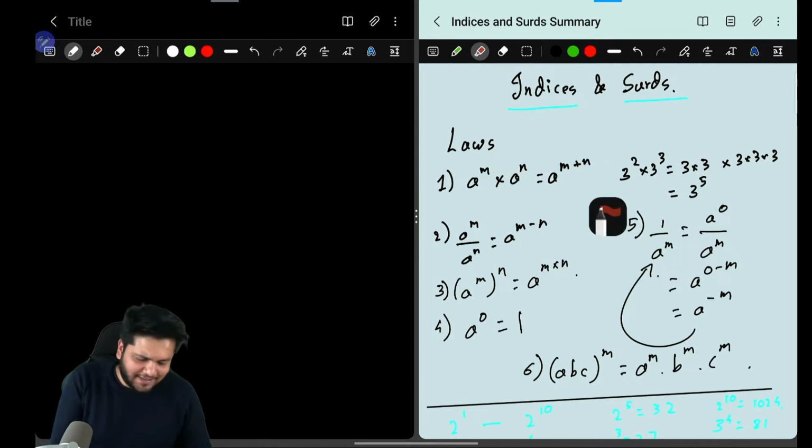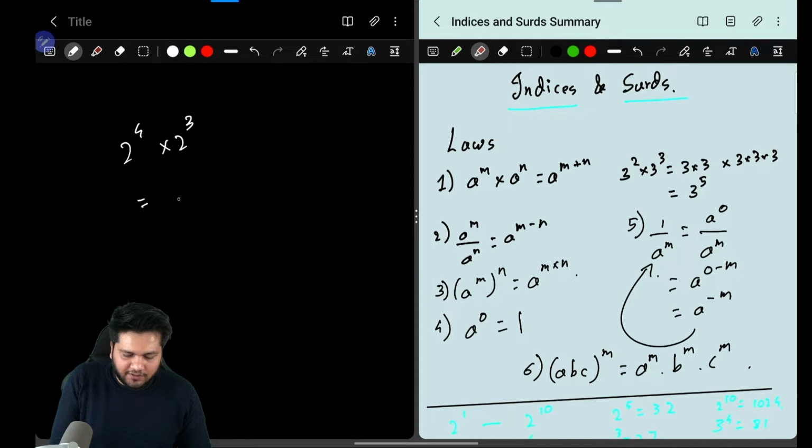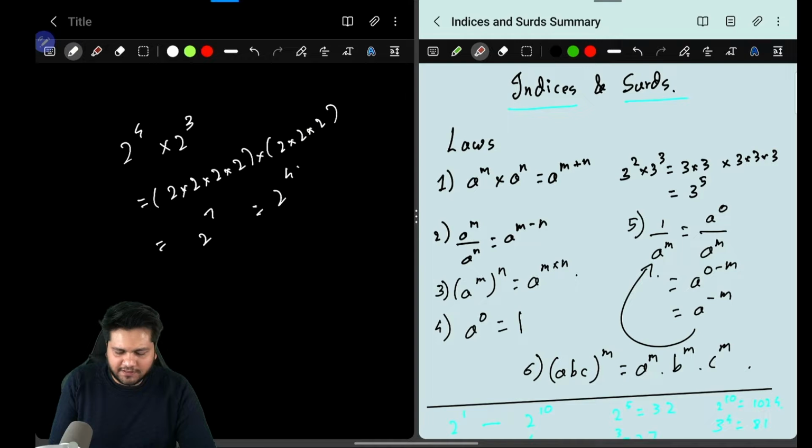Obviously, you can just take an example. Like for example, if I have 2 to the power of 4 into 2 to the power of 3. So at the end of the day, it's 2 into 2 into 2 into 2 and then into 2 into 2 into 2. So that is nothing but there are 7 twos, so it's going to be 2 to the power of 7, which is nothing but 2 to the power of 4 plus 3.